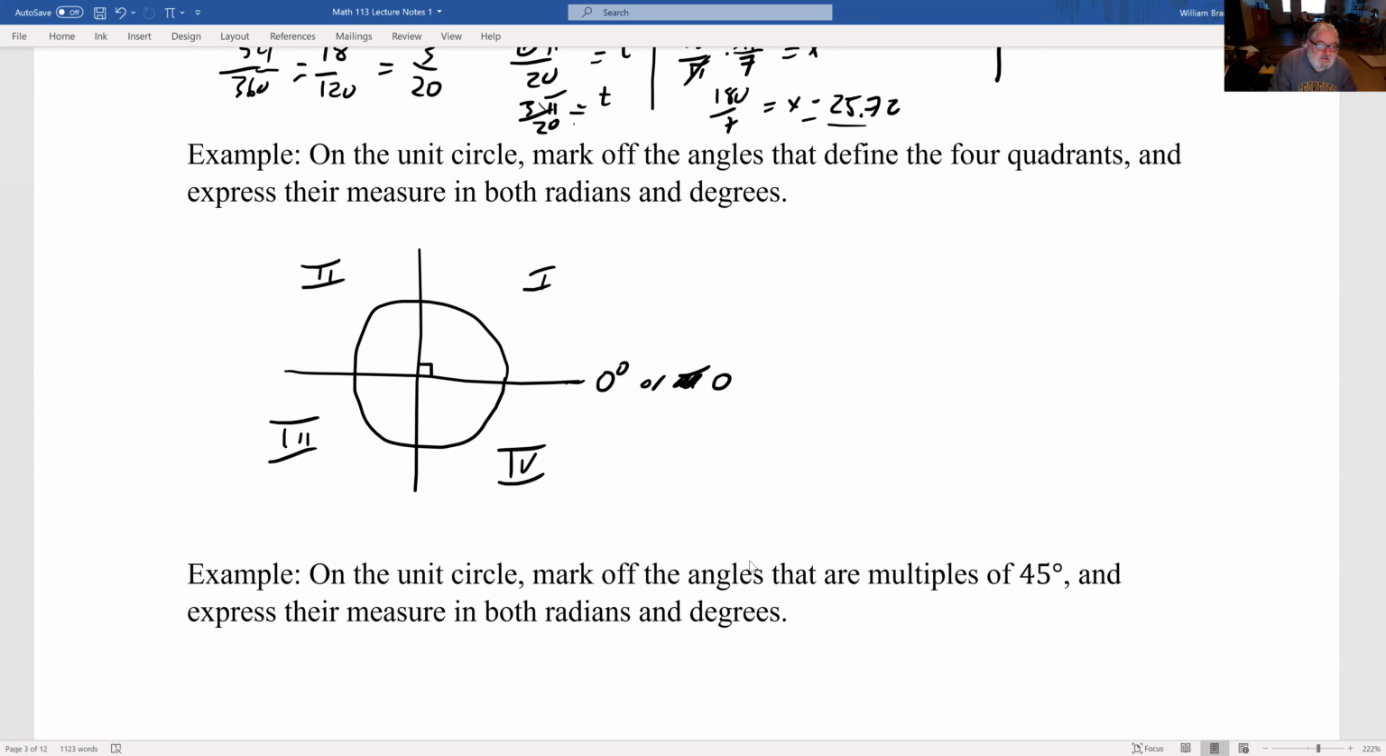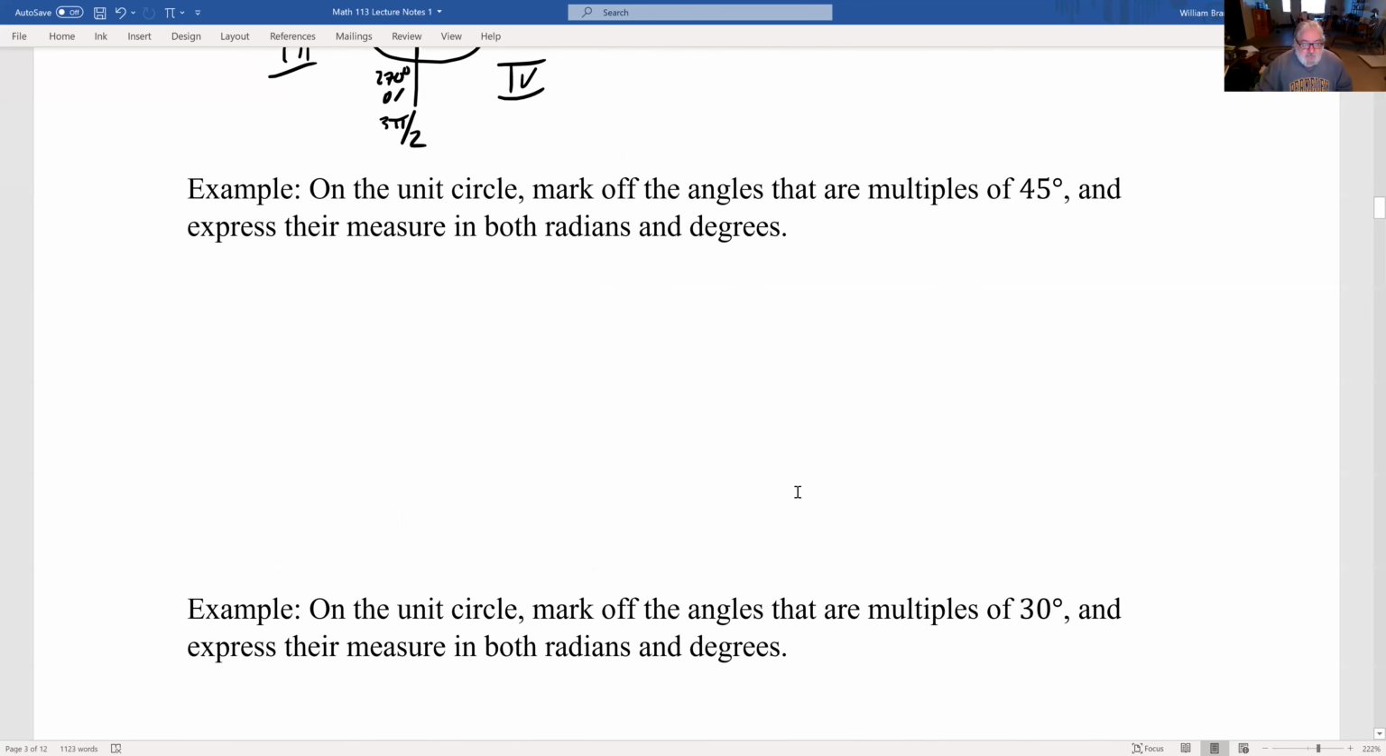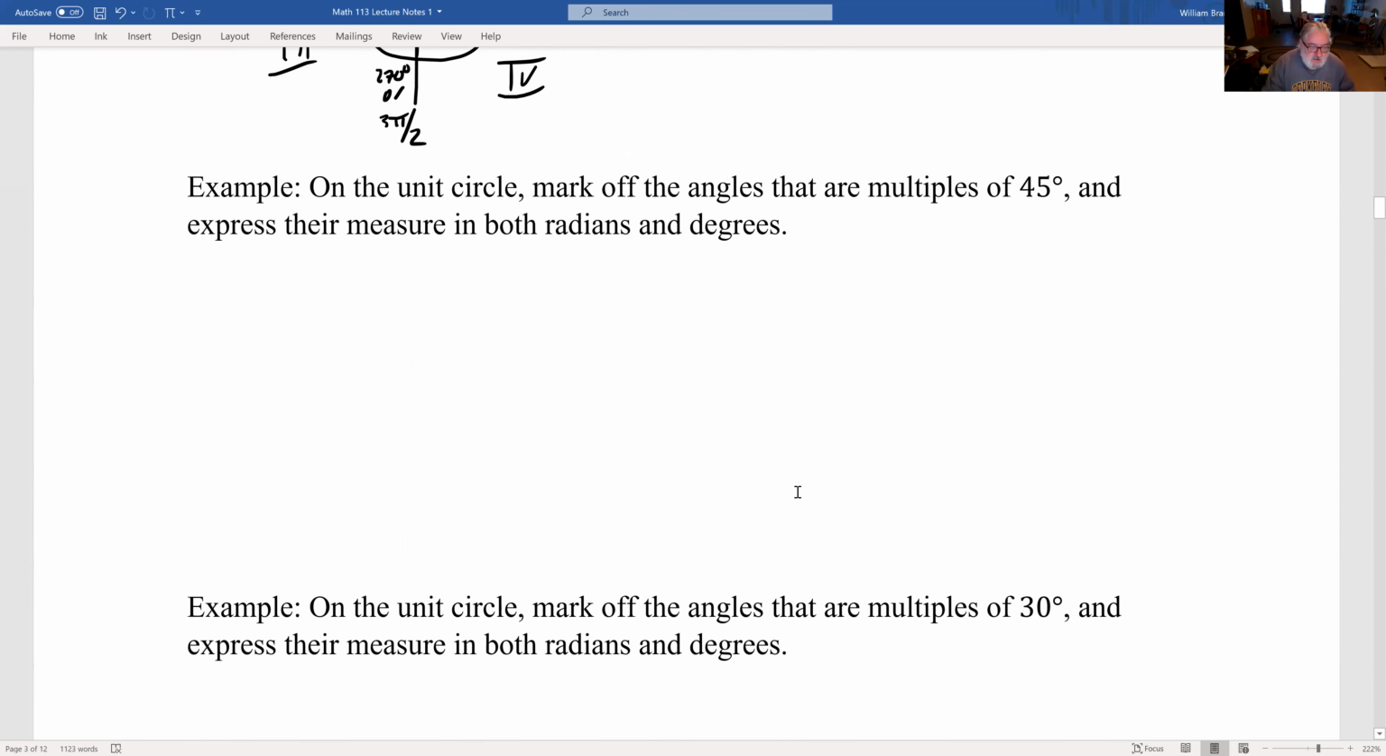A right angle is 90 degrees or pi over 2 radians. So all the way around the circle is 2 pi. So a quarter of the way around the circle would be 2 pi divided by 4, which is pi over 2. 180 degrees or pi, that's the straight angle, and then down this way, 270 or 3 pi over 2. So those are basic 90-degree angles. 45-degree angles is another set of angles that we are interested in.